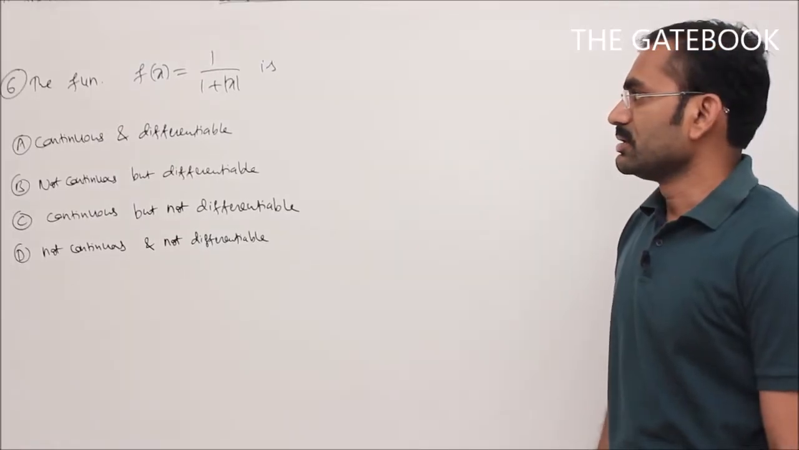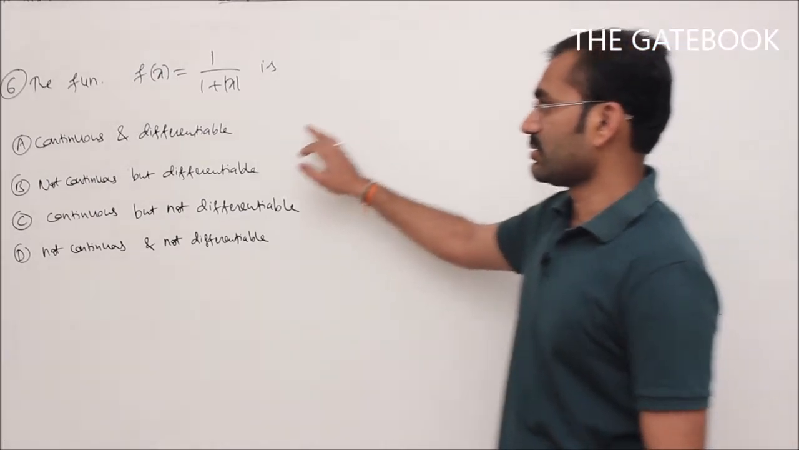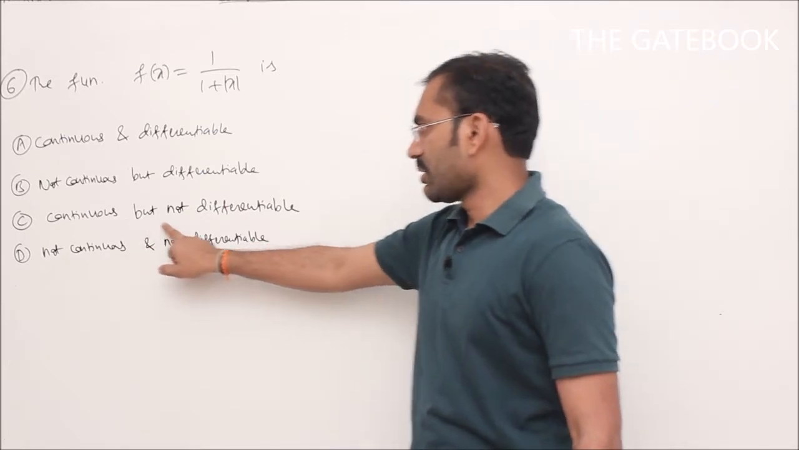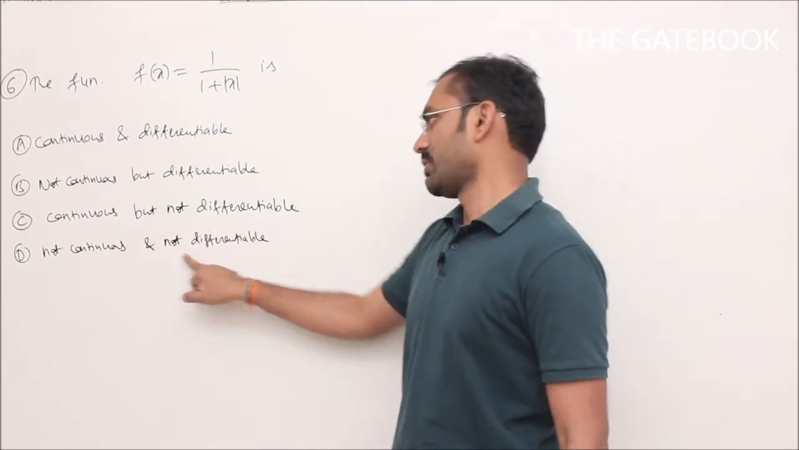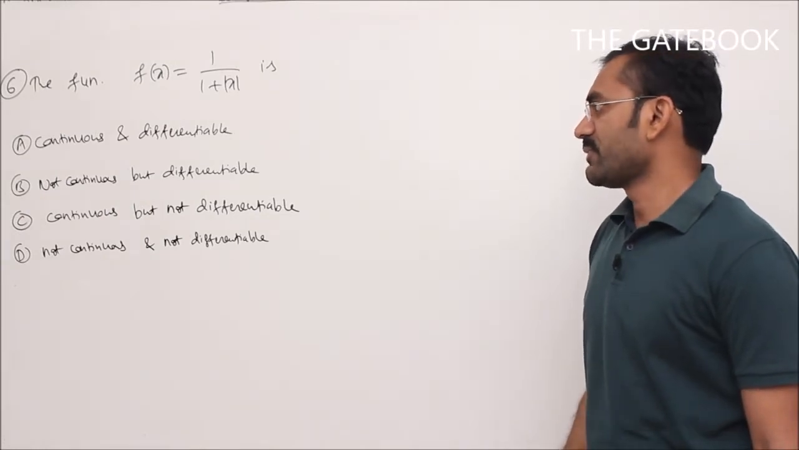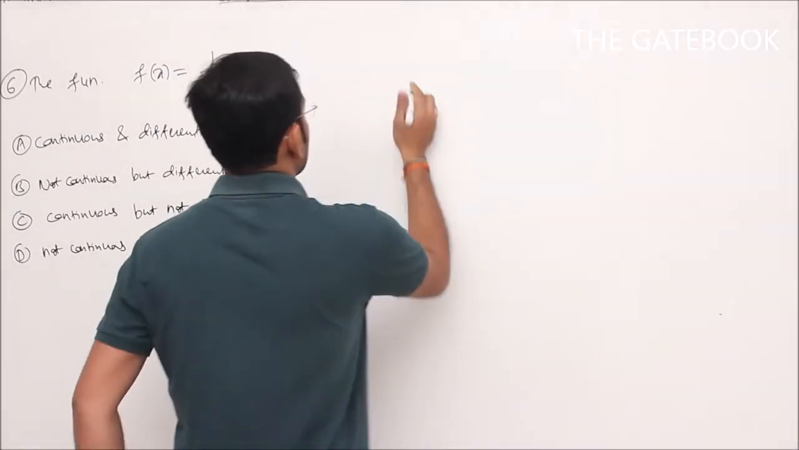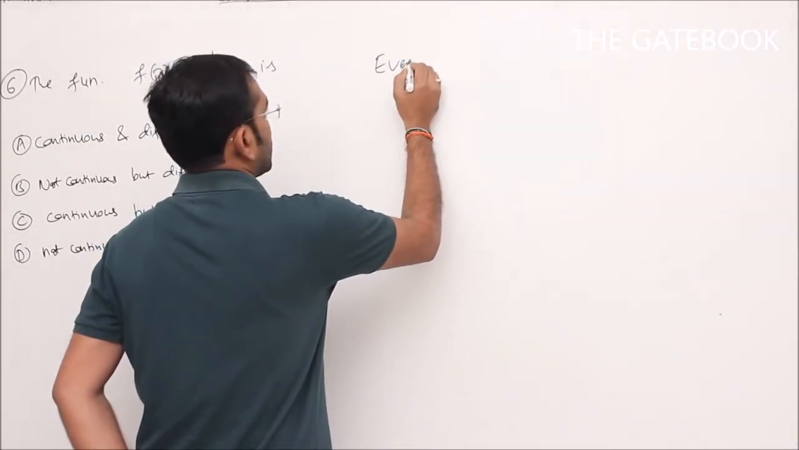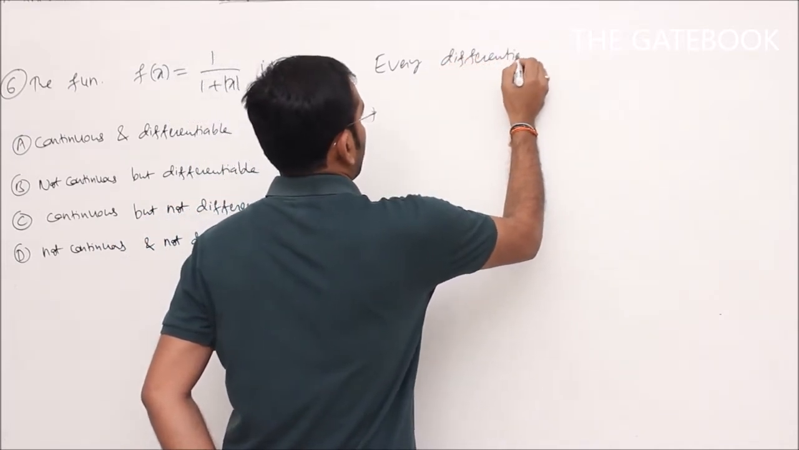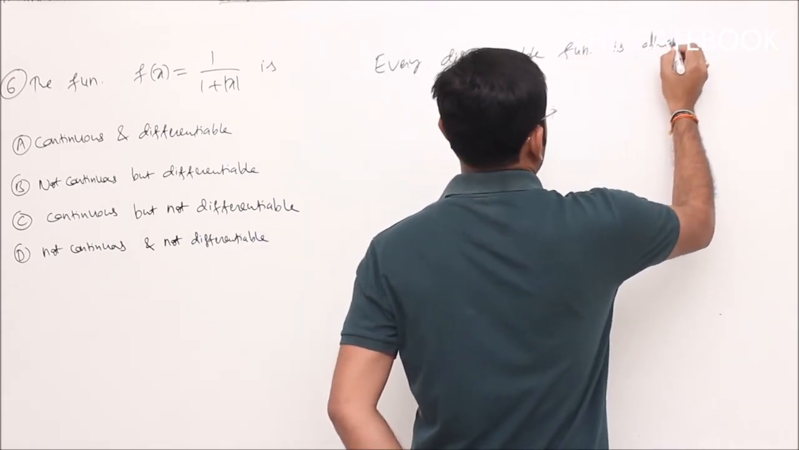Next question, sixth one. The function f of x is equal to 1 by (1 plus mod x) is: option A, continuous and differentiable; not continuous but differentiable; continuous but not differentiable; not continuous and not differentiable. So here, using properties of continuous and differentiable functions, we can eliminate some options. Here we have one property: every differentiable function is always continuous.